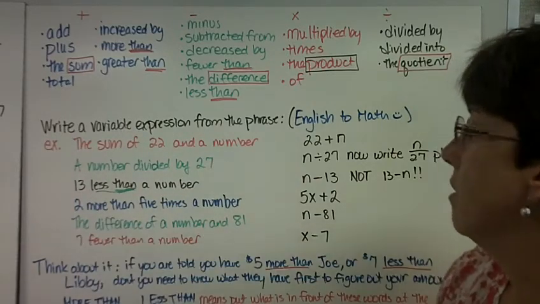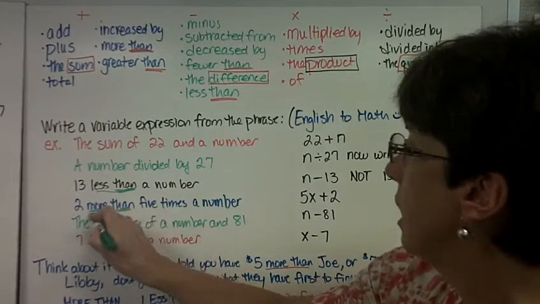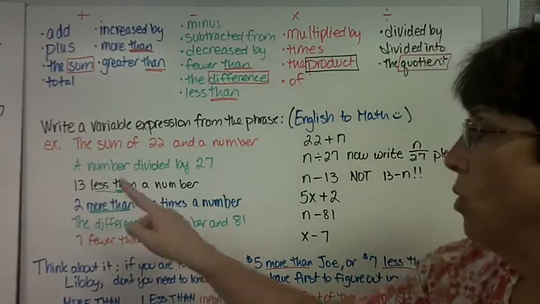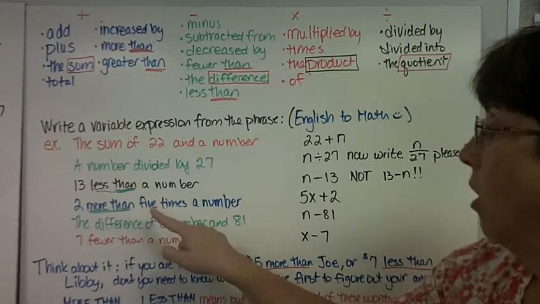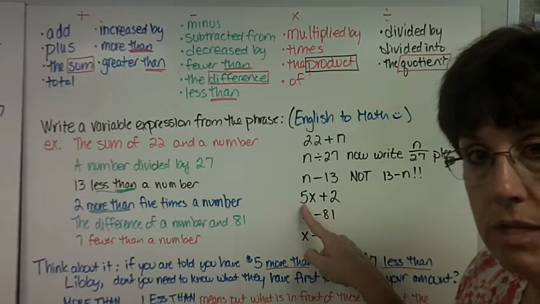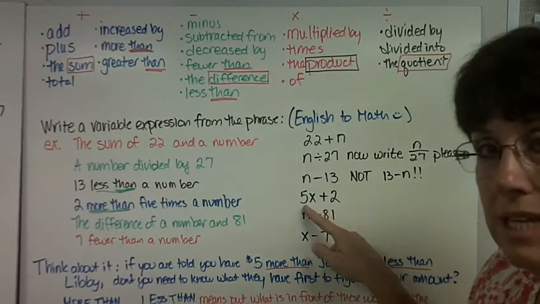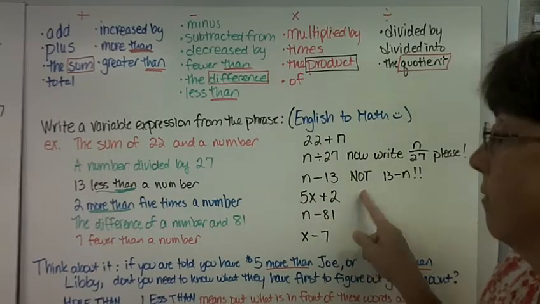2 more than 5 times a number. Here's another special case. We have more than. What does the 2 have to be more than? 5 times a number. So we have our 5 times a number. We know that means multiply. And then we're going to add 2 to it because first we're going to get this, then we're going to say 2 more than that.